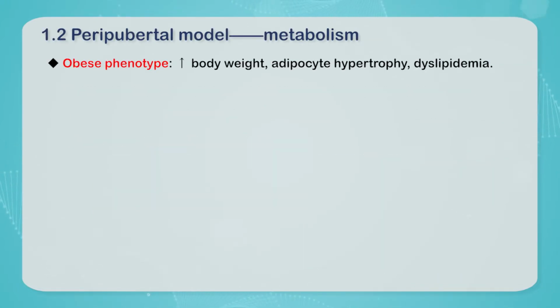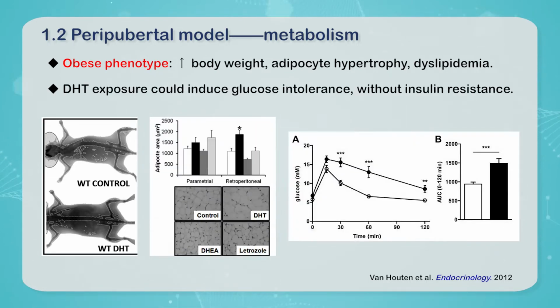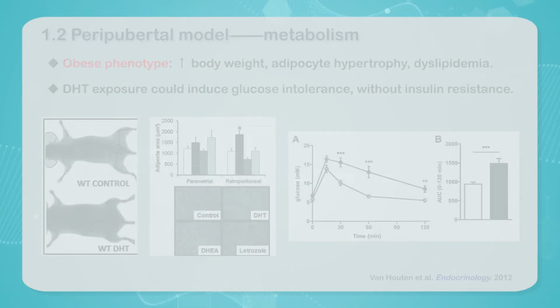Peripubertal exposed mice develop an obese phenotype, with increased body weight, adipocyte hypertrophy, and dyslipidemia. The dihydrotestosterone exposure could induce glucose intolerance, but often without insulin resistance.